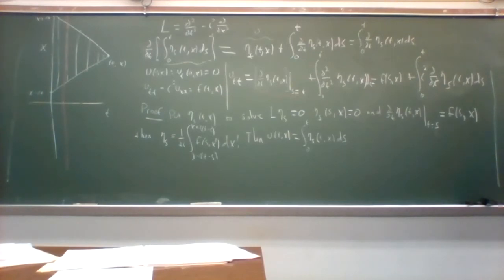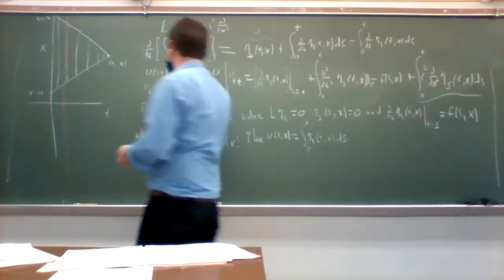But that's great. And so now I think that we are finished. And so why are we finished? Why is this term equal to c squared times u_xx?